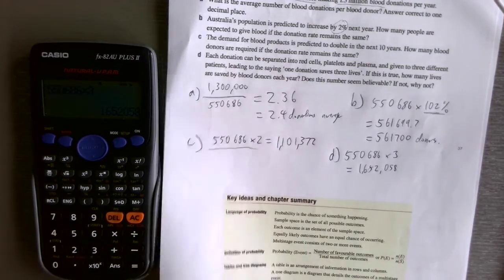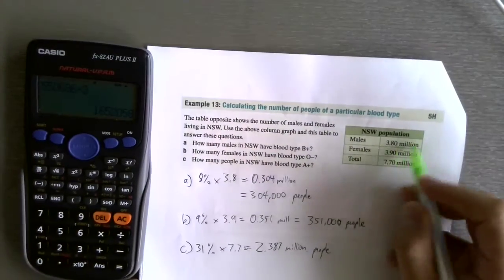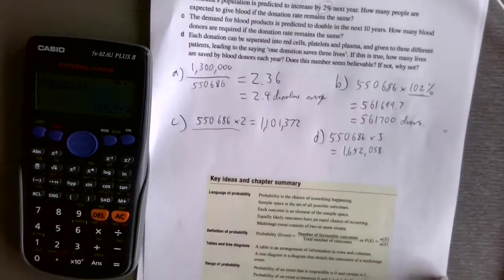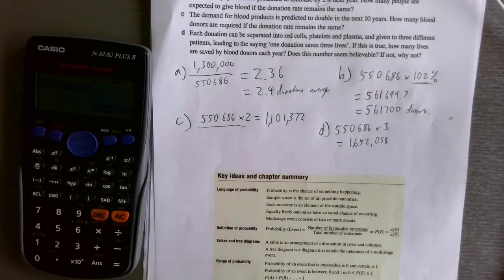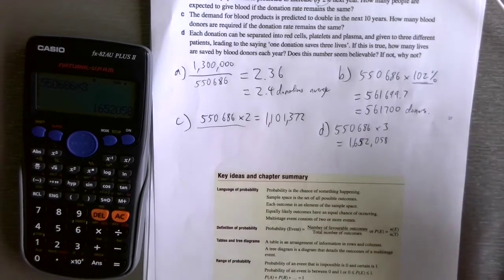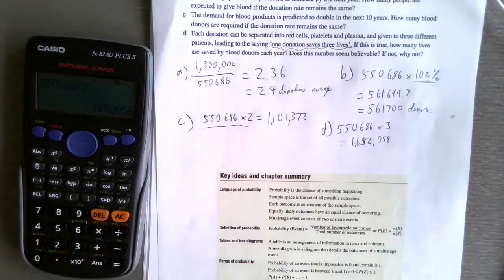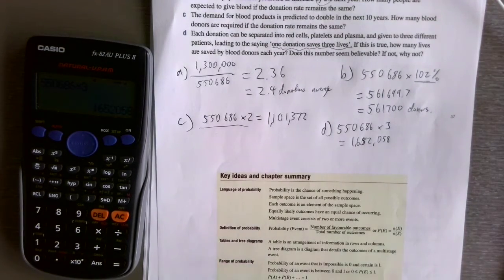Does this number seem believable? If we kind of just look back at New South Wales population, that's saying like a third of New South Wales population are being saved by blood donations each year. It's not really that believable, but I feel like the slogan's still pretty nice to say, especially if you are a blood donor, just to make you feel a bit better.